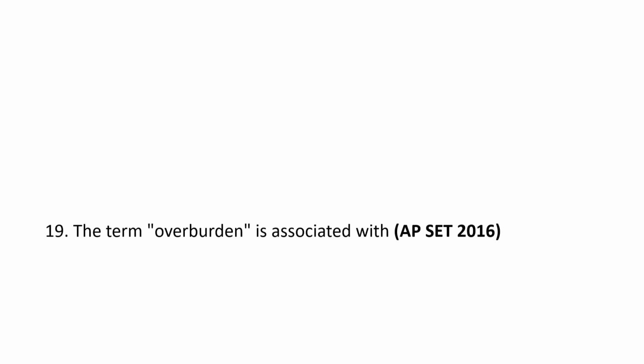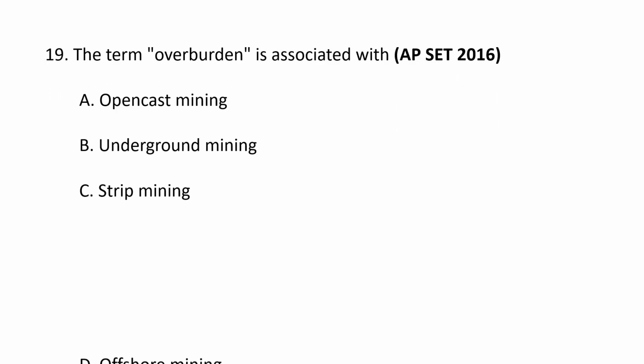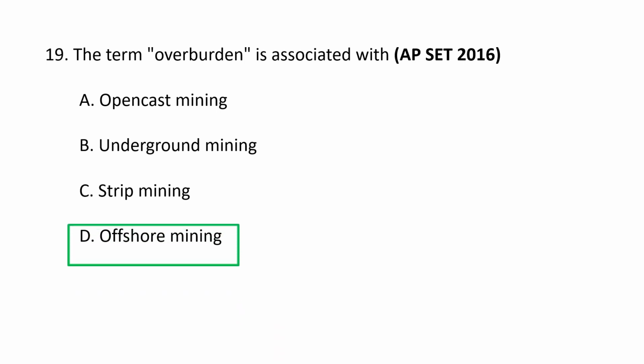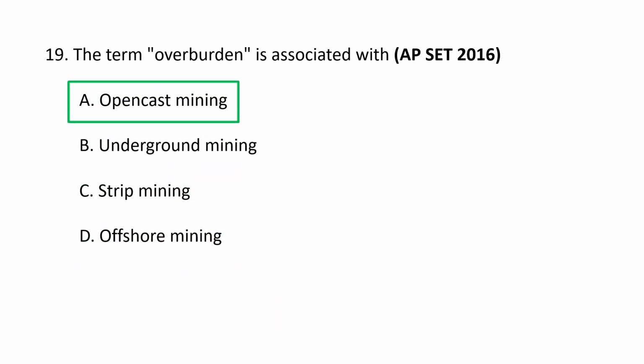Next question. The term overburden is associated with A. Open cast mining, B. Underground mining, C. Strip mining, and D. Offshore mining. The term overburden is associated with open cast mining. The term overburden is directly associated with open cast mining, referring to the soil, rock, and other materials that lie on top of an ore body and must be removed to access the valuable mineral source. And in open cast mining operations, large quantities of overburden are excavated and removed, often forming spoil dumps before the underlying deposit can be mined. So the term overburden is associated with open cast mining.